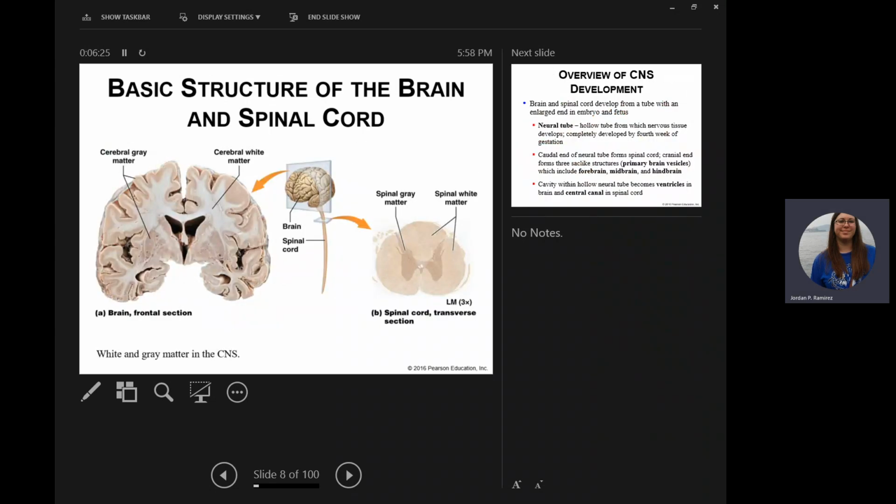Okay, and here's a visual representation of what I've said. Basically, the white and gray matter are reversed in the brain versus the spinal cord. So white matter here is on the inside, versus on the spinal cord, where it's on the outside. And then gray matter here, the cortex essentially, versus gray matter here.